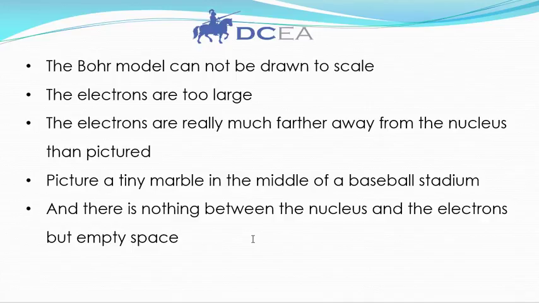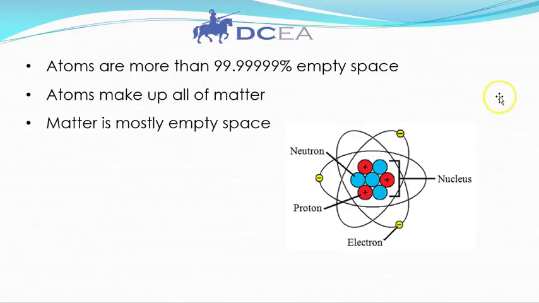Another thing that they know is that there is nothing between the nucleus and the electrons but empty space. In fact, atoms are more than 99.99999% empty space. And because atoms make up all of matter, matter is mostly empty space. Now, don't be surprised if in the future there's other things that they tell you are happening in that empty space.